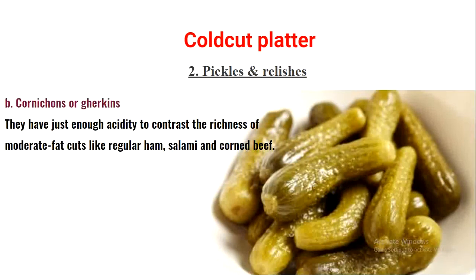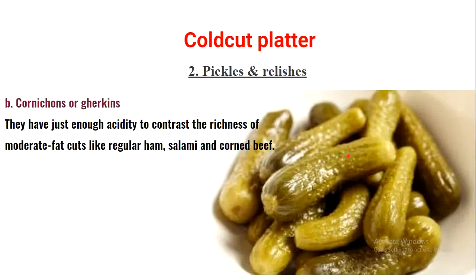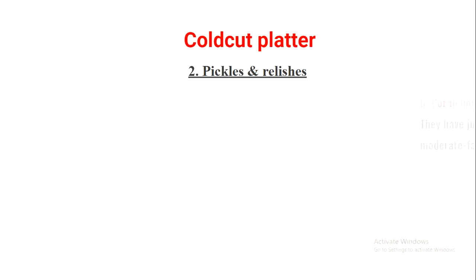Next you can see cornichons or gherkins. So this looks similar to small cucumber, which we can get as pickled. They have just enough acidity to contrast the richness of moderate fat cuts like regular ham, salami, corned beef, etc. So this does not have any kind of spiciness, only the acidity. So this is used to accompany the moderate fat cold cuts like ham, salami, corned beef, etc.